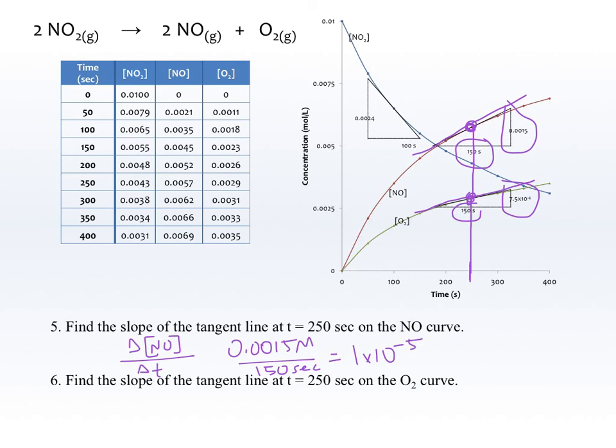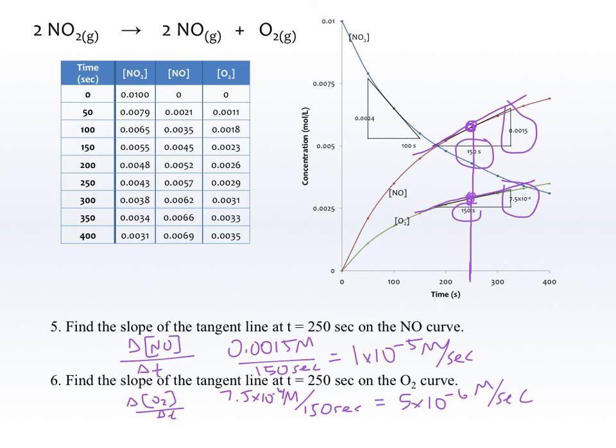If I do the exact same thing for oxygen, I've got 0. Oh wait, no, not 0. Try that again. 7.5 times 10 to the negative 4 molarity divided by 150 seconds. That gives me 5 times 10 to the negative 6 molarity per second. All right, did you get those right?